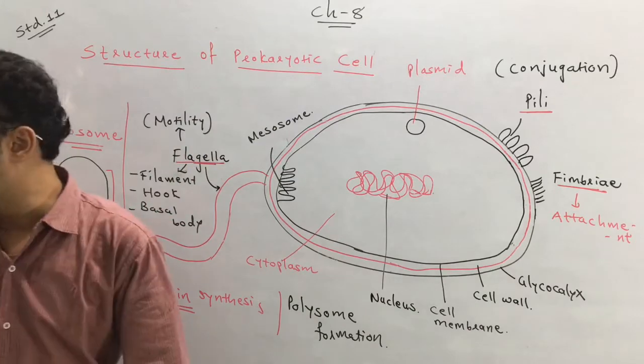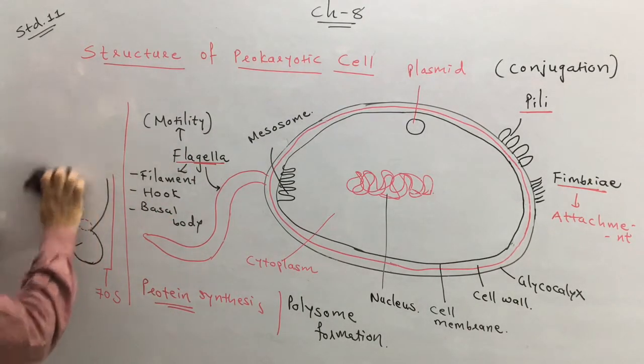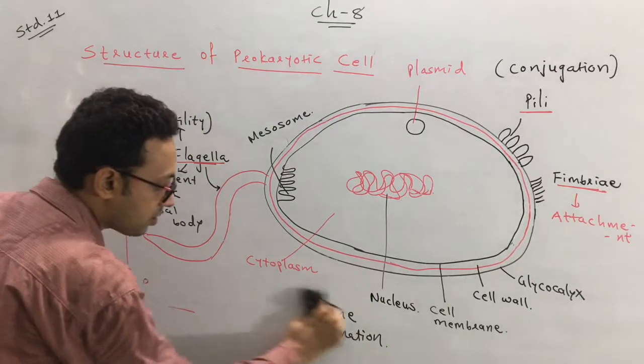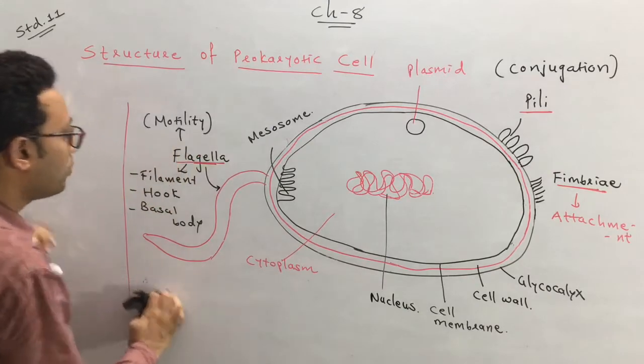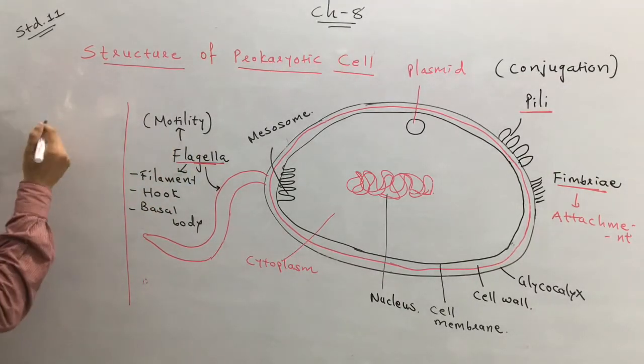Another component you can find in the cytoplasm is inclusion bodies. What are inclusion bodies? What does this inclusion body contain? Another component you can find is the inclusion body.